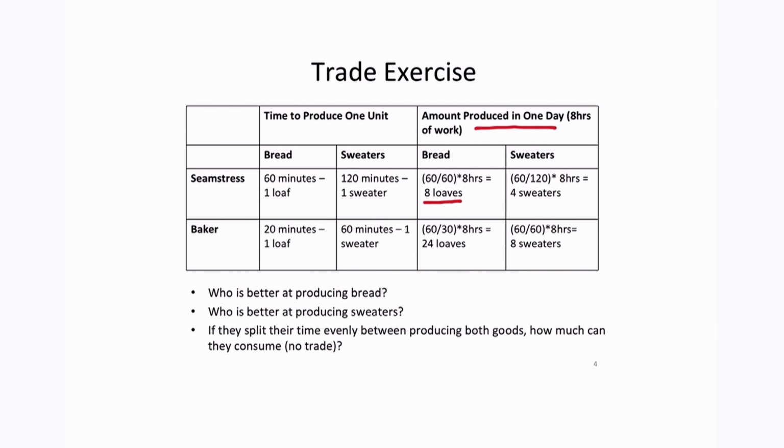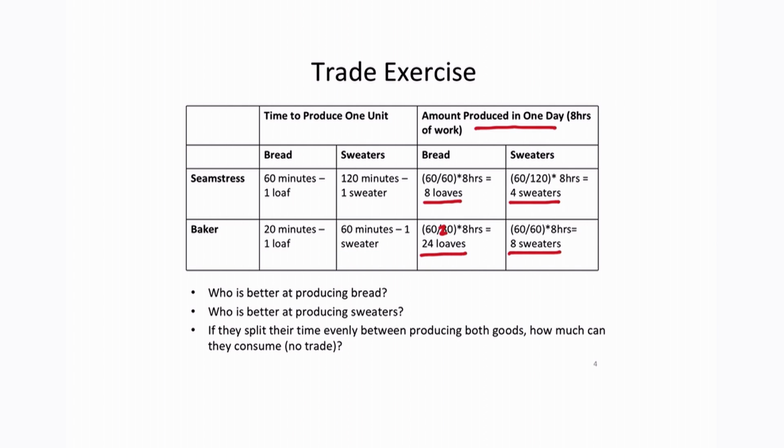Also, in 1 hour, it takes her 120 minutes to produce one sweater. So in 8 hours, she can produce 4 sweaters. For the baker, it takes him 20 minutes to produce one loaf of bread. So we take 60 divided by 20, multiplied by 8 hours, and that gives us 20 loaves of bread. It takes him 60 minutes to produce one sweater, so he can produce 8 sweaters in a day.